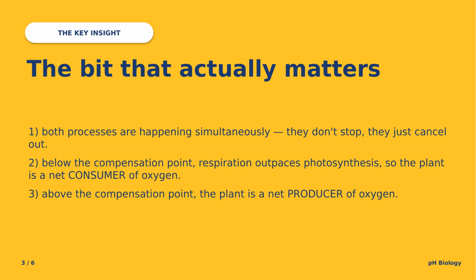Three things. One, both processes are happening simultaneously. They don't stop, they just cancel out. Two, below the compensation point, respiration outpaces photosynthesis, so the plant is a net consumer of oxygen. Three, above the compensation point, the plant is a net producer of oxygen.